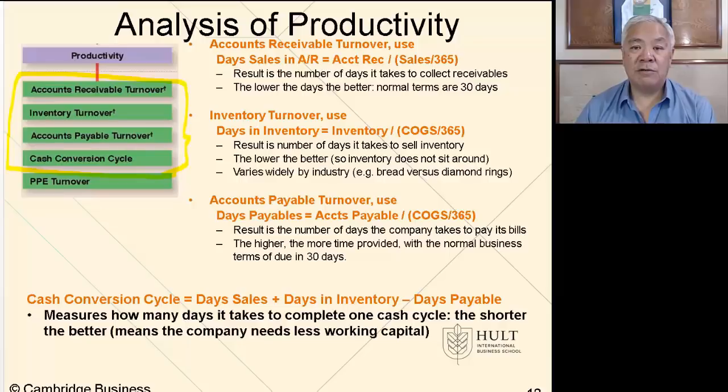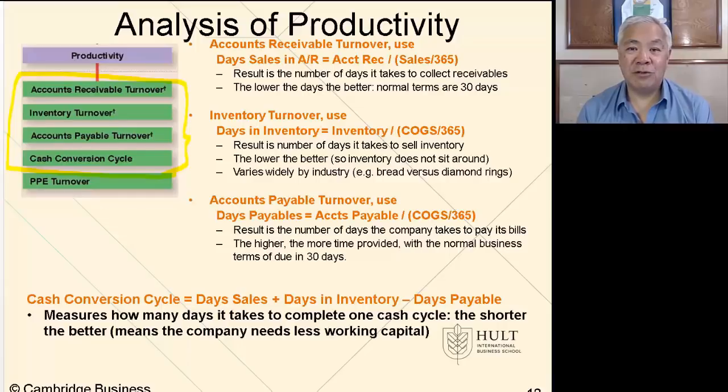Next is inventory turnover, and the measure here is days in inventory. Similar calculation, we use inventory divided by cost of goods sold divided by 365. And that gives us a measure of how many days it takes you to sell your inventory. And this one, again, we want short. We don't want things sitting around. Favorite example there is bread, right? You don't want bread to sit around.